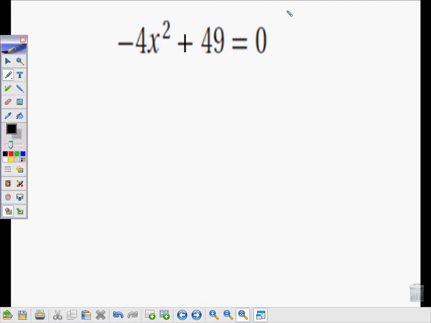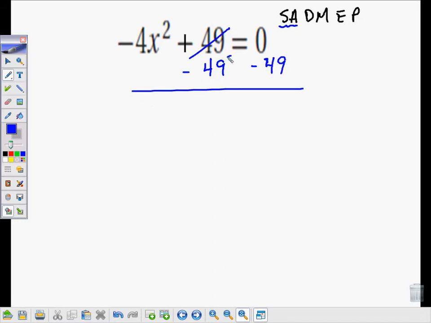Now remember our reverse order of operations, SAD/MEP, and using that, it tells me first I need to get rid of addition and subtraction. So I'm adding 49 here, so I begin by taking away 49. And that cancels over here, and I'm left with negative 4x squared equals negative 49. And so my addition and subtraction is gone.